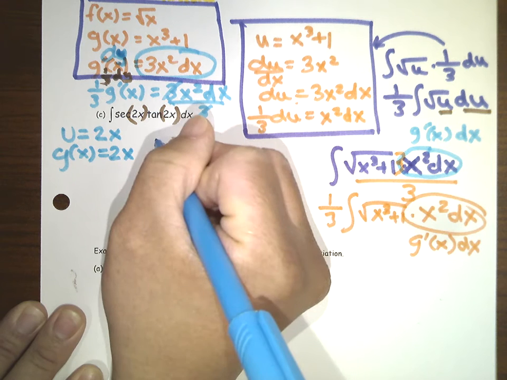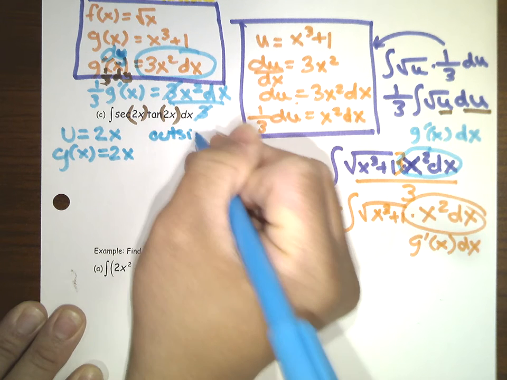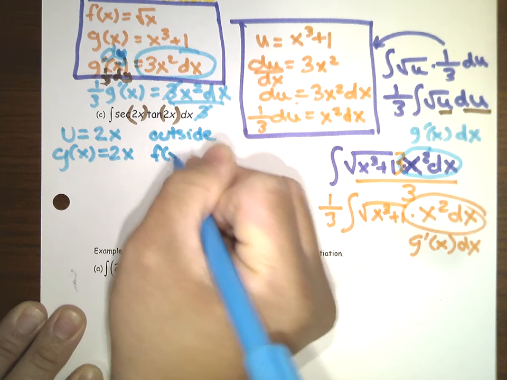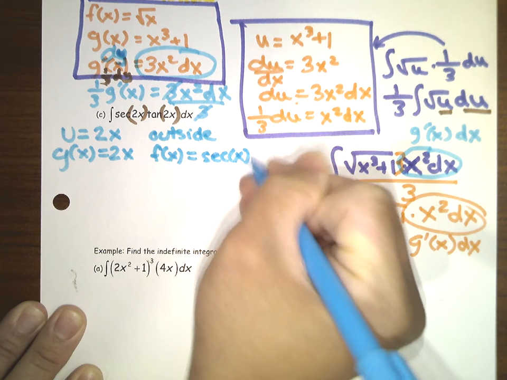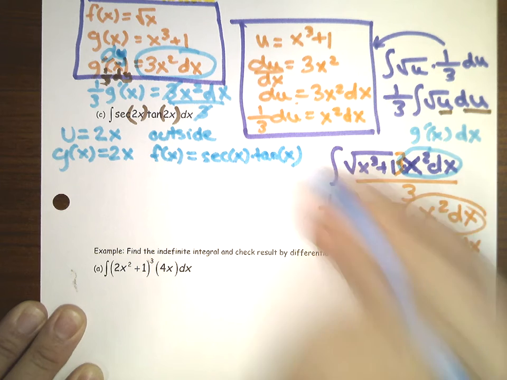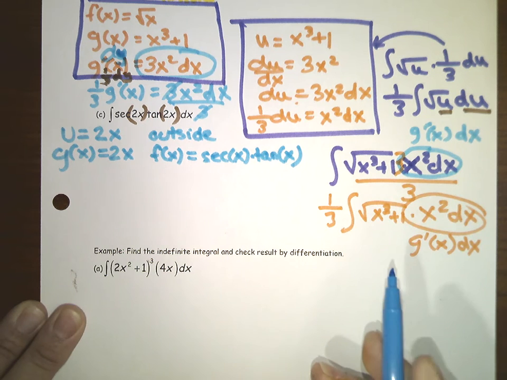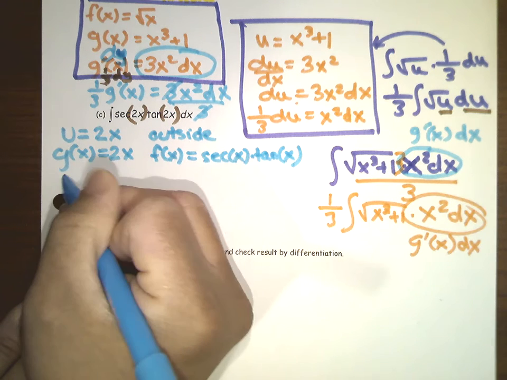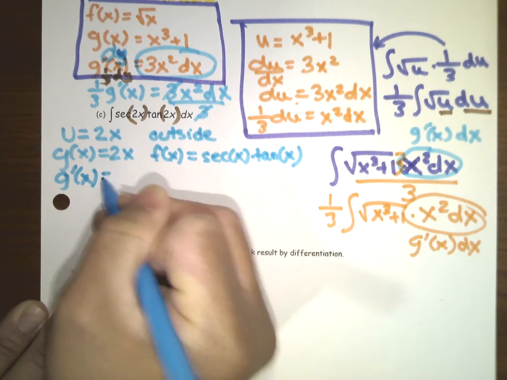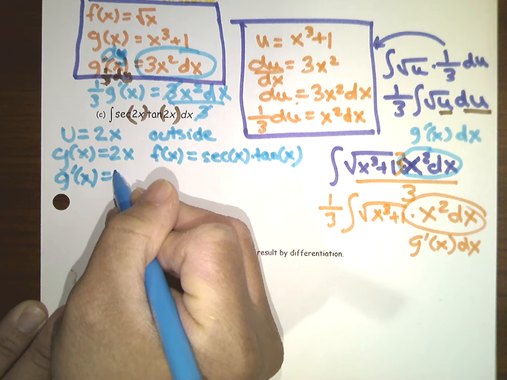Then that would mean the outside function, or the f of x, would be secant of x times tangent of x. All right, so now I just need to figure out what g prime of x is. So g prime of x is the derivative of 2x, which is 2.